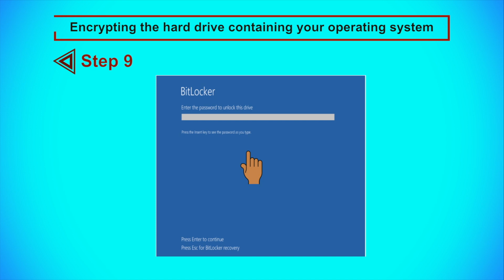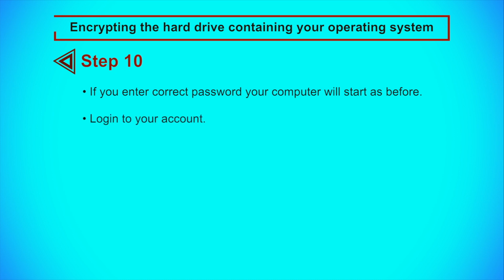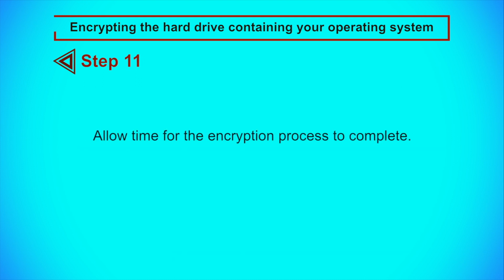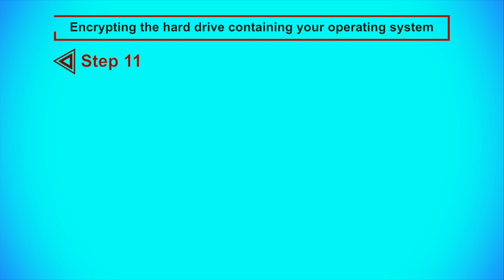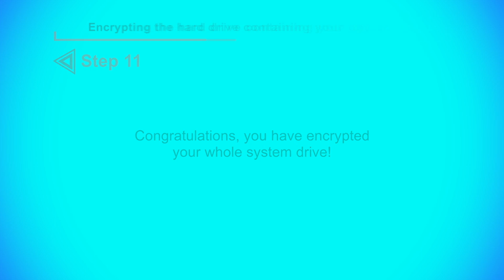Step 9. After your computer restarts, enter the password to unlock your disk and press Enter. Step 10. If you enter the correct password, your computer will start as before. Log in to your account. Double-click the small BitLocker icon in the system tray to check the status of your drive encryption. Step 11. Allow time for the encryption process to complete. Congratulations, you have encrypted your whole system drive.